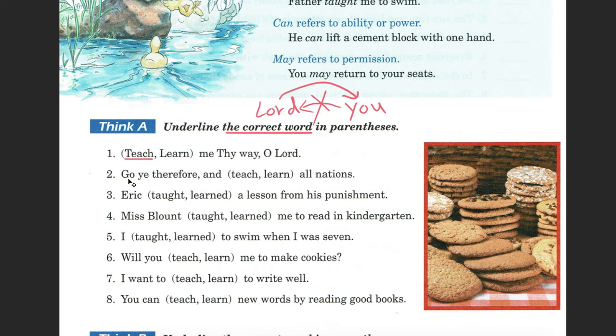Number two, "Go ye therefore and teach or learn all nations." All right. So in this verse, you guys might have noticed this verse, the Great Commission. Go ye therefore, and is God calling us to? So here's you and the nations.